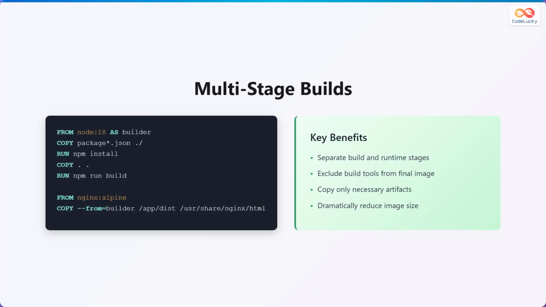Multi-stage builds allow you to separate the build environment from the runtime environment. In the first stage, you compile your application using a larger image with all the necessary tools. Then, in the second stage, you copy only the required artifacts to a smaller image, excluding build tools and dependencies from the final image. This results in a much smaller final image size.